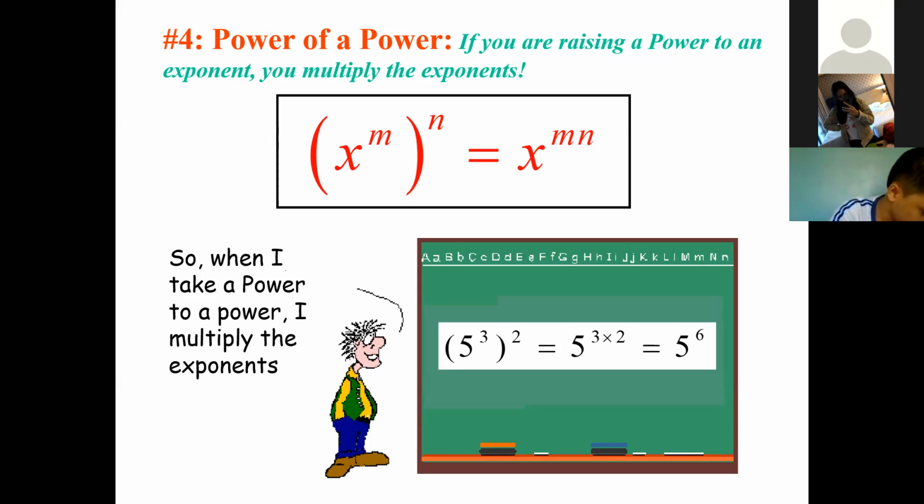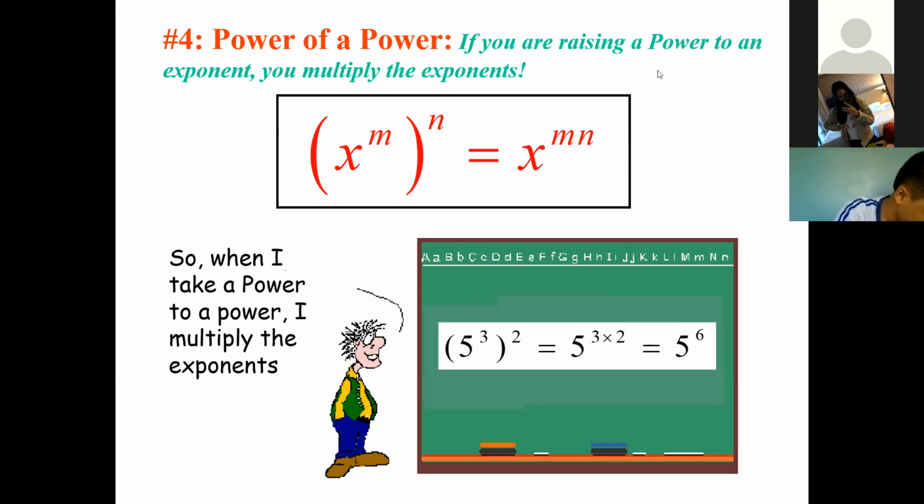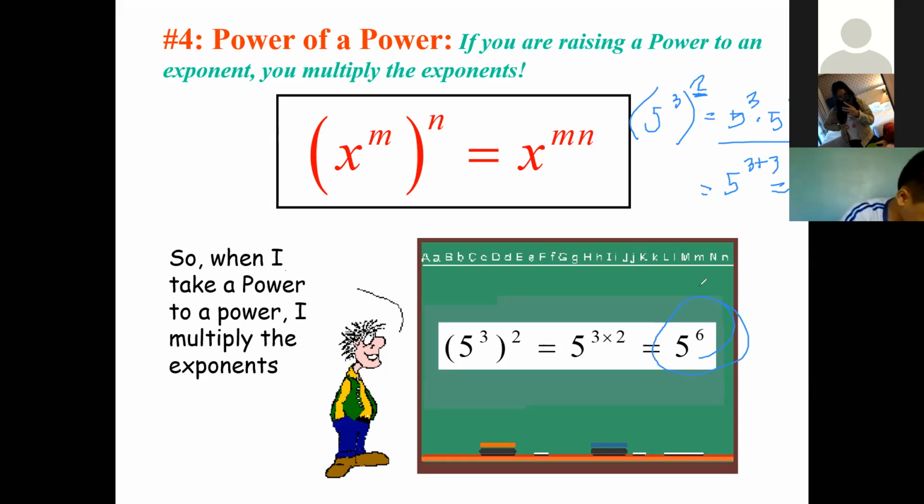Okay, notice that in this expression class, we can apply rule number 1 actually. If you have this expression as 5 to the power of 3, to the power of 2, diba this means that 5 to the power of 3 will be multiplied by itself twice, right? Diba? So we can still apply rule number 1. So we have 5 to the power of 3 plus 3, which is still equal to 5 to the power of 6. Babalik at babalik tayo sa power of a power rule.